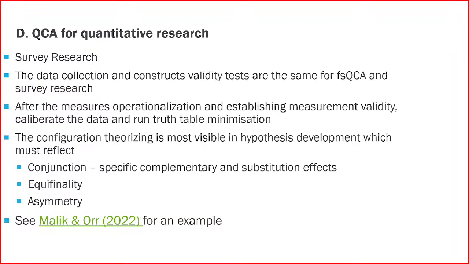The key thing when you're doing survey research is your hypothesis, some people call it proposition, but effectively what you're doing is identifying some patterns or proposed relationships that you're going to test. Those relationships should reflect conjunction, equifinality, and asymmetry, because that's the newness of using QCA. We can call it complementary and substitution effects as well. So there's a link over there, and we'll provide that on Teams as well.